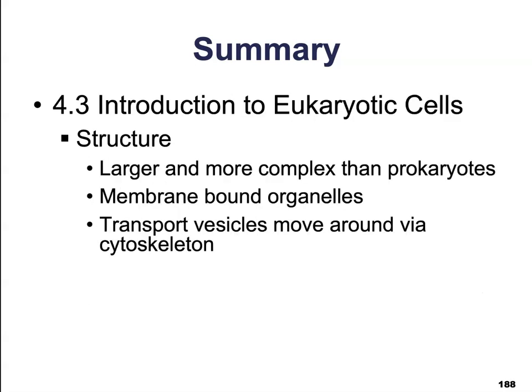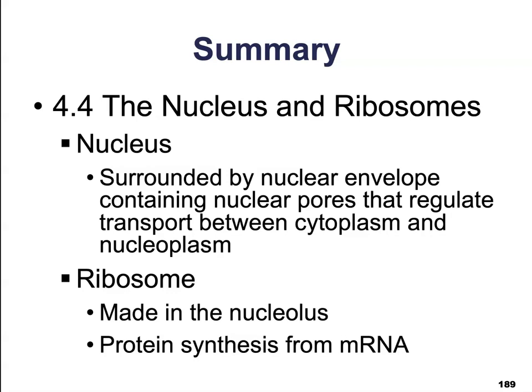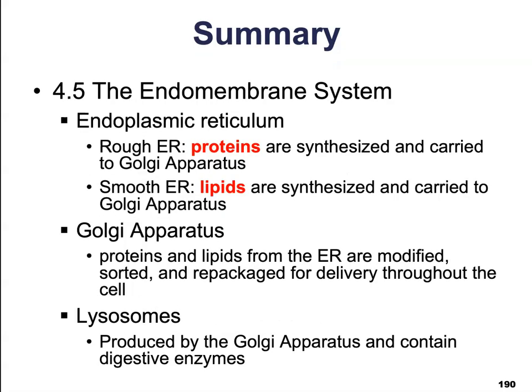Then we went on to talking about eukaryotic cells. We talked about how in structure they are much larger and more complex than prokaryotes. They contain membrane-bound organelles, and they also have transport vesicles that move around via the cytoskeleton. We then broke down what some of those organelles are, starting with the nucleus and the ribosomes, and how the nucleus is surrounded by a nuclear envelope containing nuclear pores that regulate transport between the cytoplasm and nucleoplasm. We then talked about the ribosomes and how they are made inside of the nucleolus within the nucleus. And this is going to be our primary site of protein synthesis from mRNA.